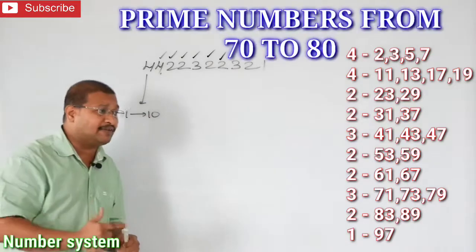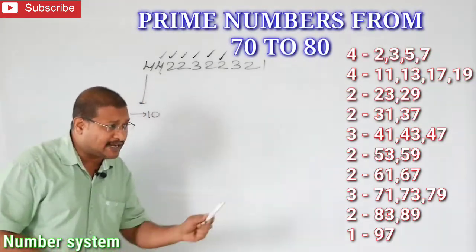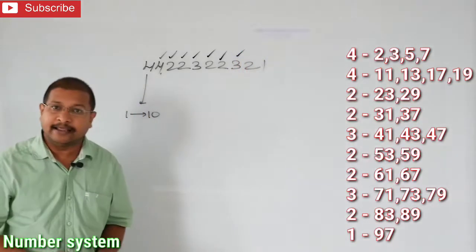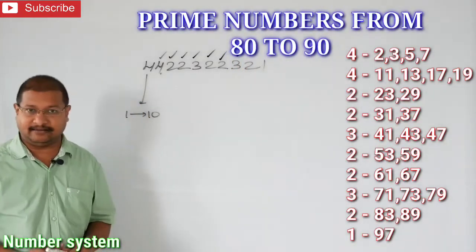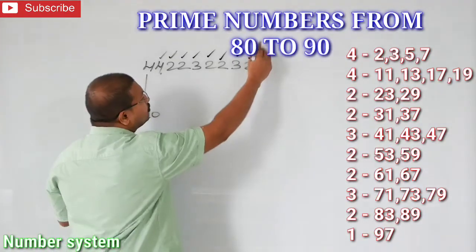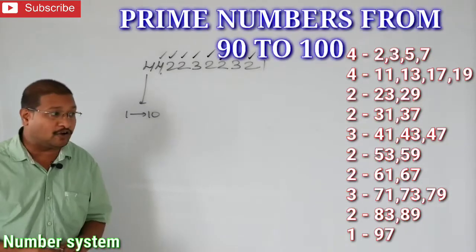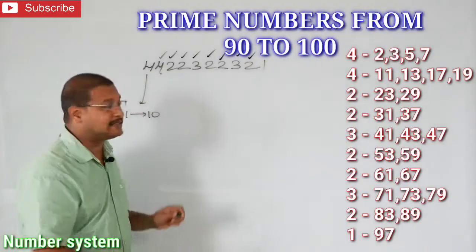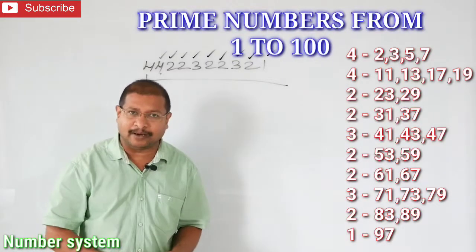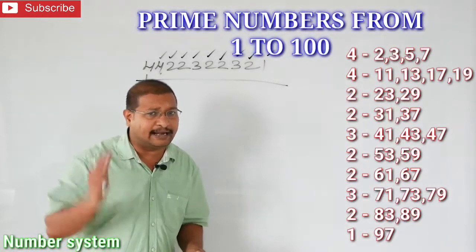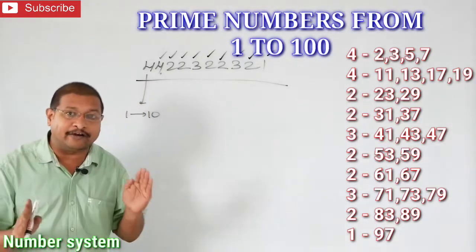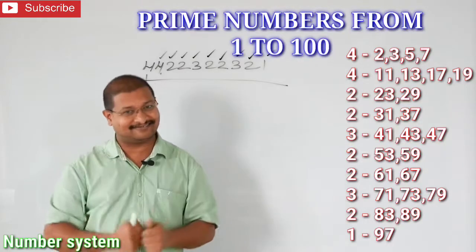Let's see now 70 to 80. What are the prime numbers? 71, 73, 79. That means 3 numbers. Now 80 to 90. 83, 89. So 2 numbers. Now 90 to 100. Only 1 prime number. That is 97. That means 1. So if you can remember this phone number, 4 4 2 2 3 2 2 3 2 1, you will get the count of prime numbers from 1 to 100 in your hand.